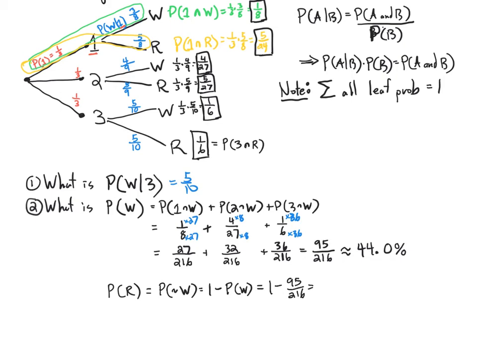And we can change that to 216 over 216 if you like, and you would get 121 over 216. Which, you can probably see, is going to be around 56%.